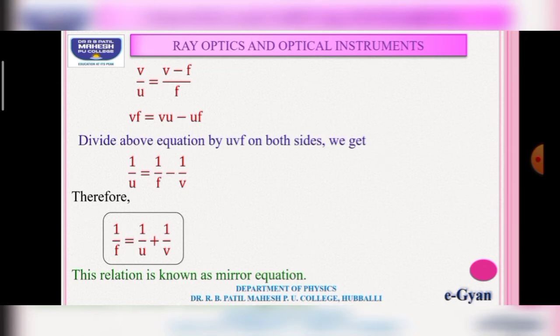That is, the reciprocal of the focal length of the mirror is equal to the sum of the reciprocal of object distance and the reciprocal of image distance. With the help of this formula, we can manufacture both concave mirror and convex mirror.